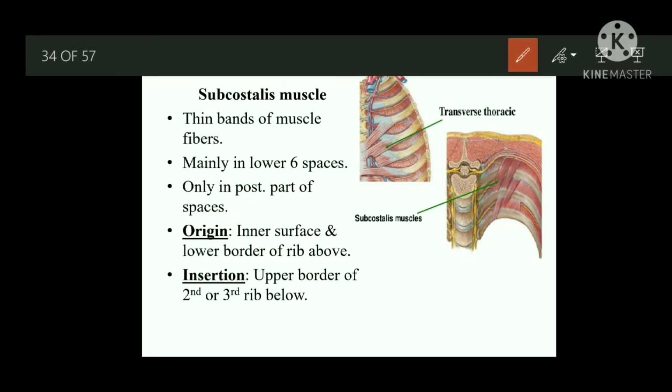Subcostalis muscle, that is a thin band of muscle fibers mainly in the posterior part of the lower 6 spaces, origin from the inner surface and lower border of the rib above, and insertion into the upper border of the 2nd to 3rd rib below.